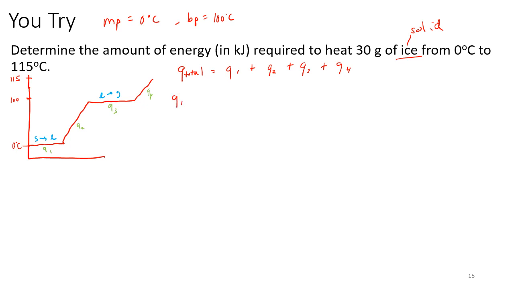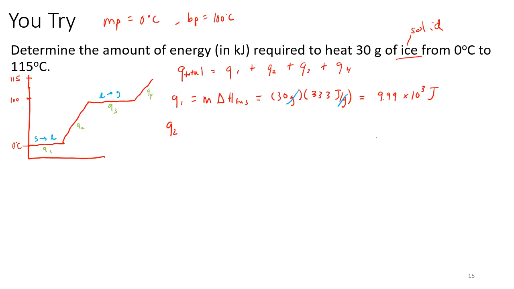Starting with Q1, Q1 will be equal to M delta H of fusion. So the mass of our ice is 30 grams times the heat of fusion for solid water, which is 333 joules per gram. That gives us for Q1 9.99 times 10 to the positive third joules. Just as last time, we'll see that our grams will cancel.